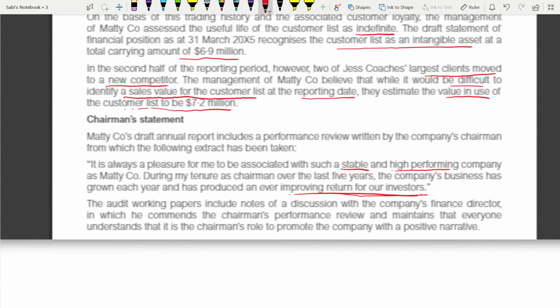The audit working papers include notes of a discussion with the company's finance director, in which he comments on the chairman's performance review and maintains that everyone understands that it is the chairman's role to promote the company with a positive narrative. That's what everyone understands.